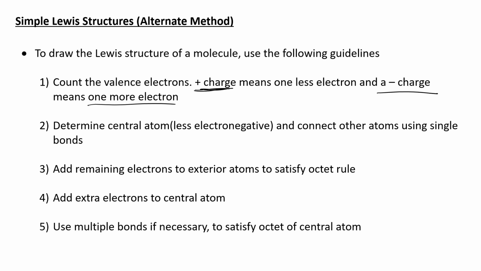Step 2, you determine the central atom, that's the less electronegative. Remember, the trend for electronegativity is up and to the right, so the least electronegative will be down to the bottom left, most electronegative top right. The central atom should be the less electronegative atom, and hydrogen will never be in the center. So make a note of that if you need to. Hydrogen will never be your central atom.